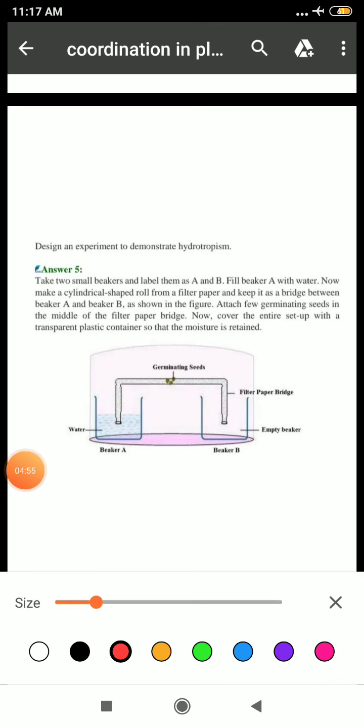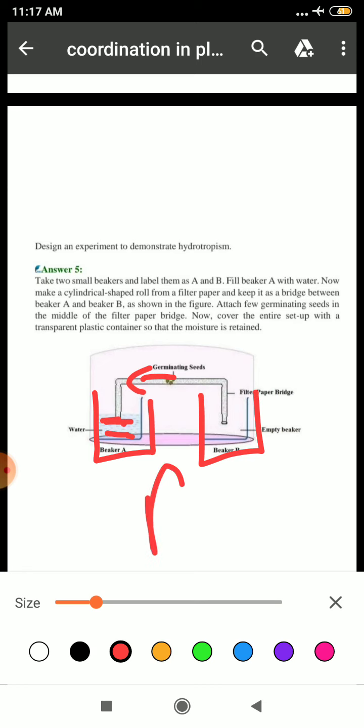Earlier also I have told you that you need to fill beaker A with water, and beaker B will be empty. And there will be growth of the root in this direction. Why? Because water is there. Automatically it will grow in that direction. It is not that I am doing that. And this experiment shows that there is hydrotropism in your plant part. Which plant part? That is root. Root shows hydrotropism.